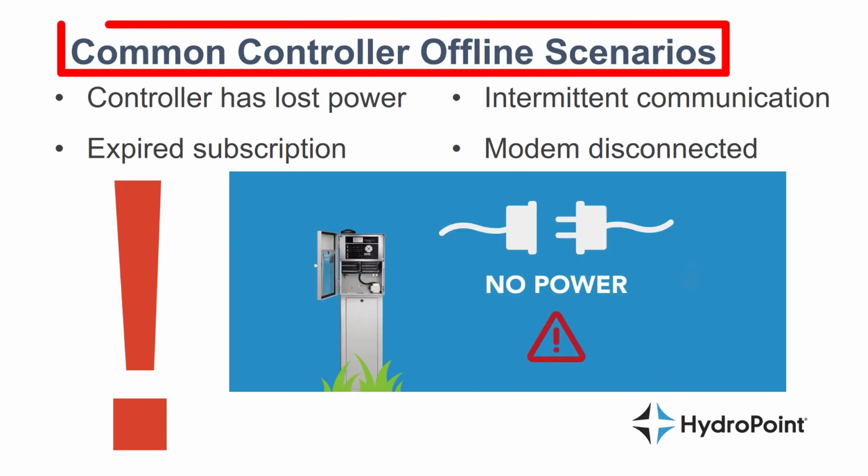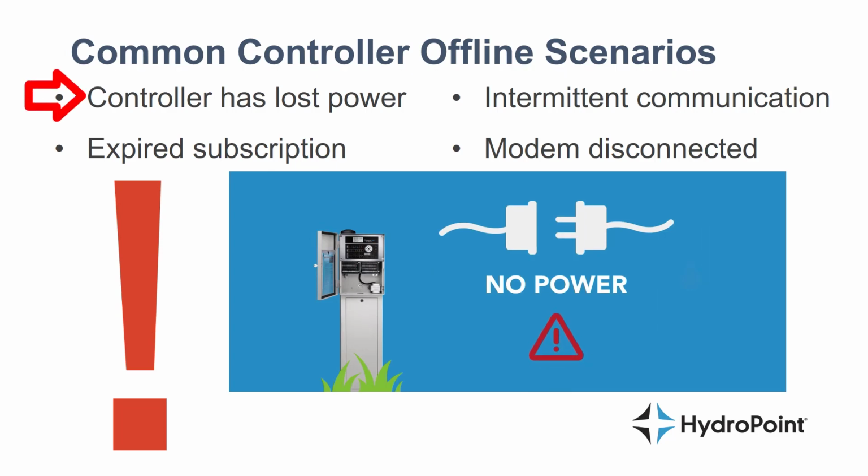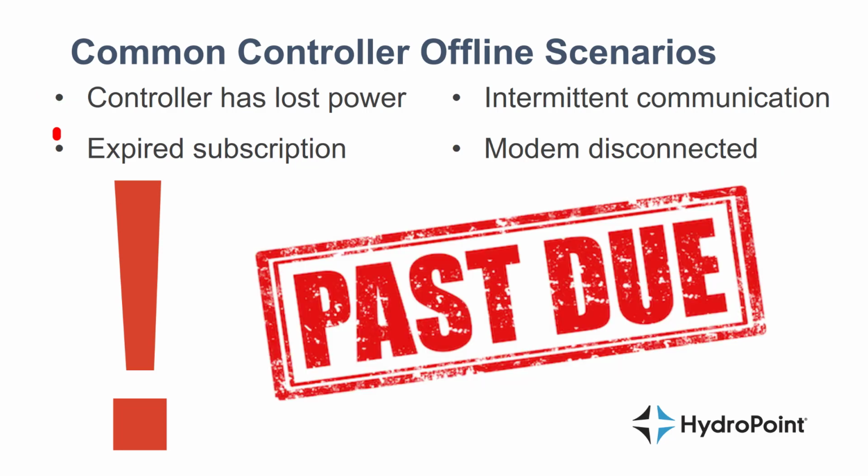The most common controller offline scenario that I experience is the controller has lost power, and either the circuit breaker has popped, or the fuse has blown, or the controller has become unplugged, but the controller has lost power, and we need to get that controller irrigating again because the entire landscape is at risk. And if your subscription is expired, eventually we'll cut off your communication, and that will cause the controller offline alert.